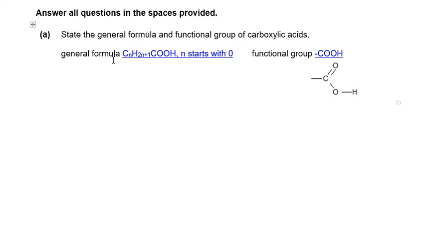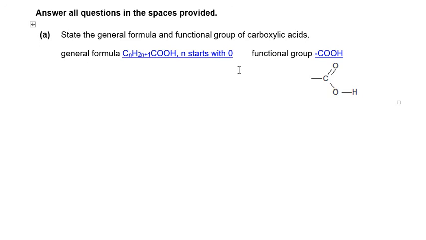So, the general formula and the functional group of the carboxylic acid. For the general formula, carboxylic acids have this general formula CnH2n+1COOH, and n starts with 0. So the first member will have n equal to 0. Later you will substitute it in and find out what exactly the molecular formula is for the first member of the carboxylic acid.